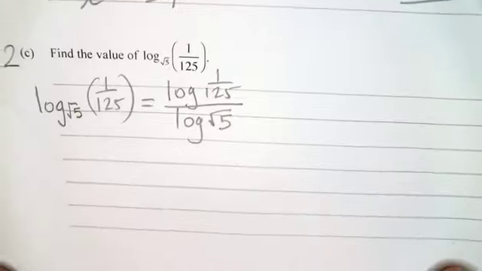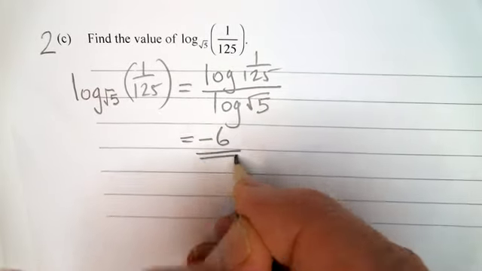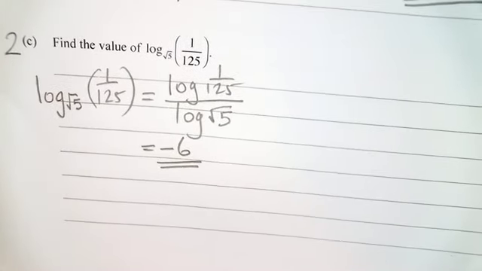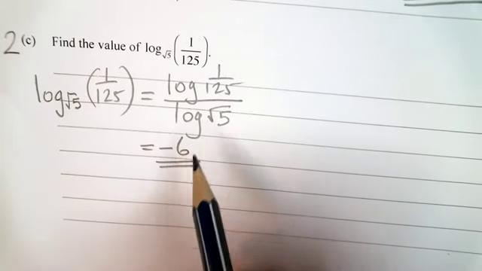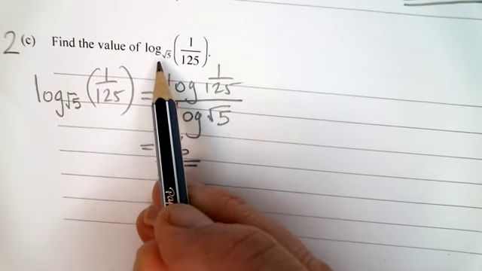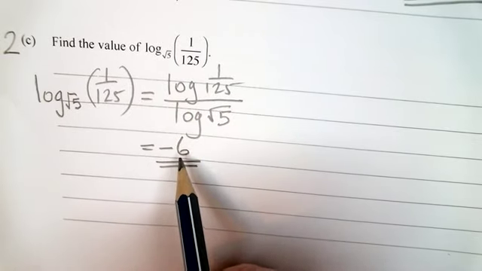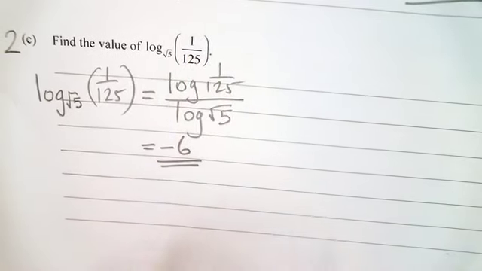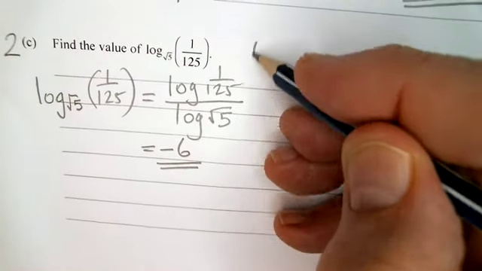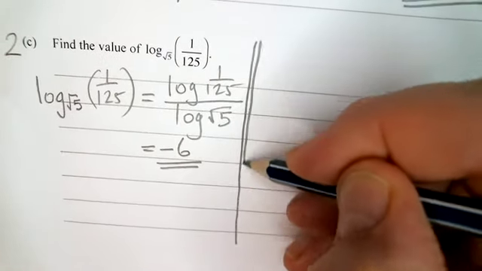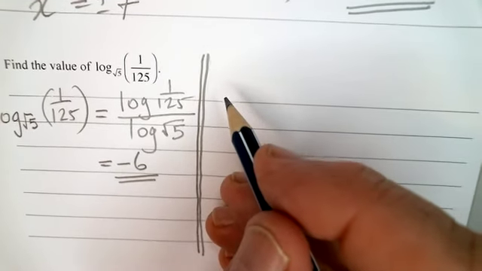So let's see if we can make sense of that in a different way now. There is our answer. And what we've really found is the power, which means that if we took root 5 to the power of -6, we would get 1 over 125. Now, a better way of doing that, well, not a better way really, is to use index form.